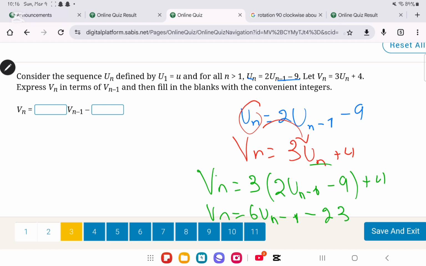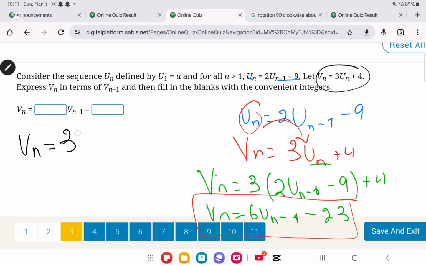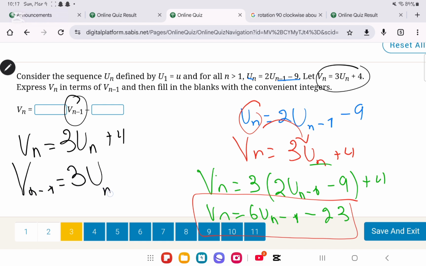Now, we're going to keep this aside and do something different. We know, based on the given, that Vn is equal to 3Un plus 4. But we need to find Vn minus 1. How do we find Vn minus 1 given Vn? Very simply, look what's going to happen. Vn minus 1 is equal to 3Un minus 1 plus 4. If you do minus 1 to the n over here, you will also do minus 1 to the n over here. And just like that, we found the term Vn minus 1, which is 3Un minus 1 plus 4.